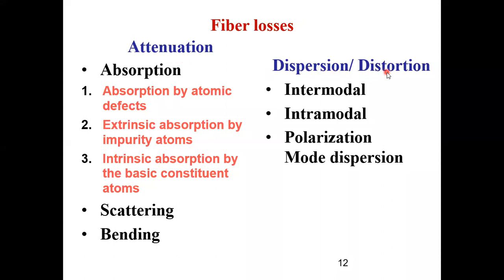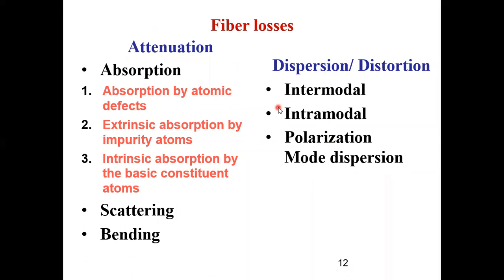So if asked about fiber loss, there are two kinds of fiber loss. One is loss due to attenuation, and the other is loss due to dispersion or distortion. Under that, as I progress, I have typed a few of them, the ones which I'm going to cover today. So now what is attenuation and what is dispersion?